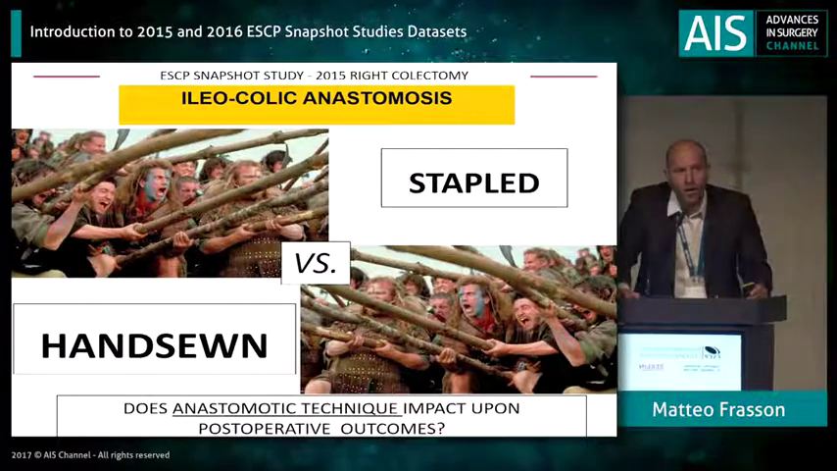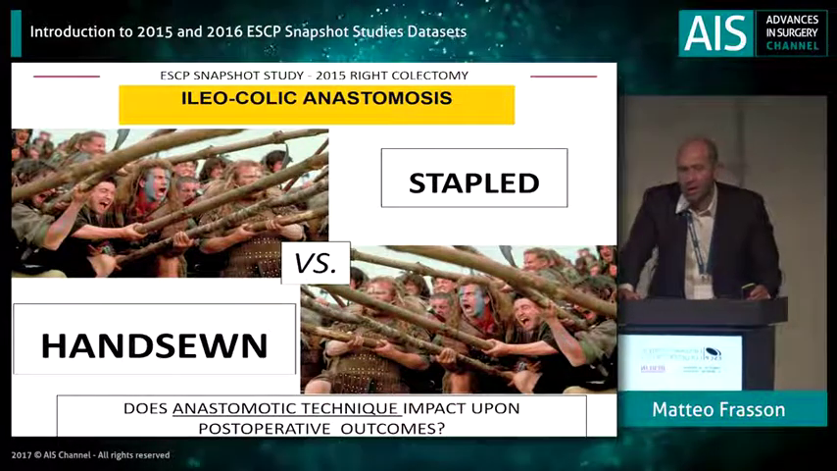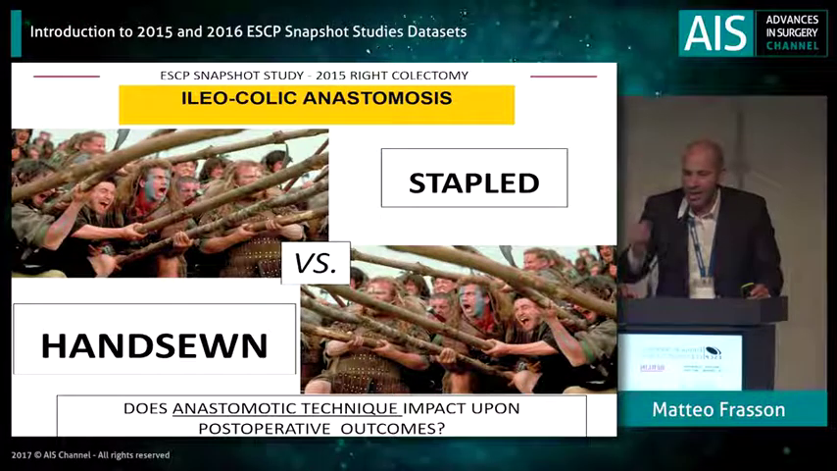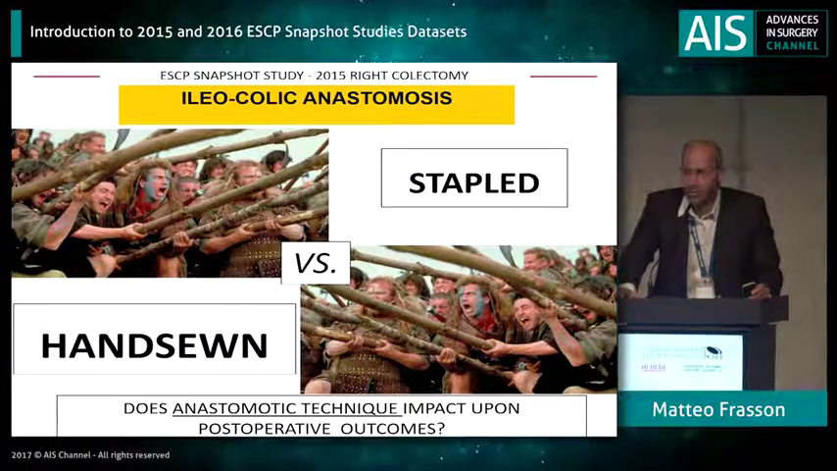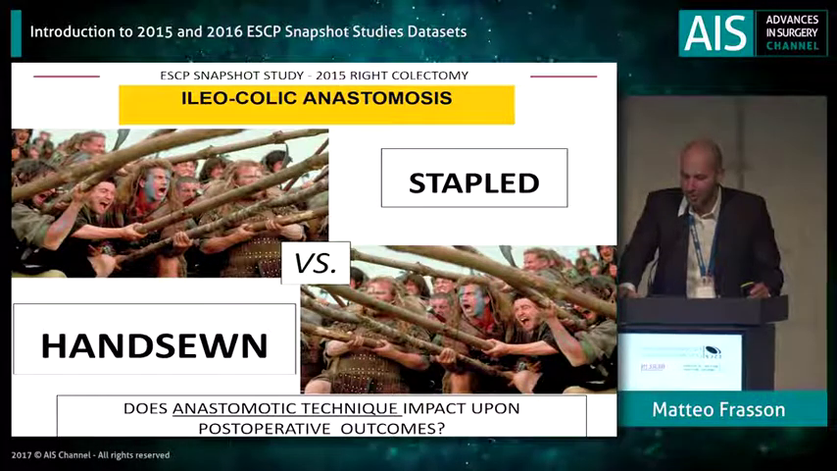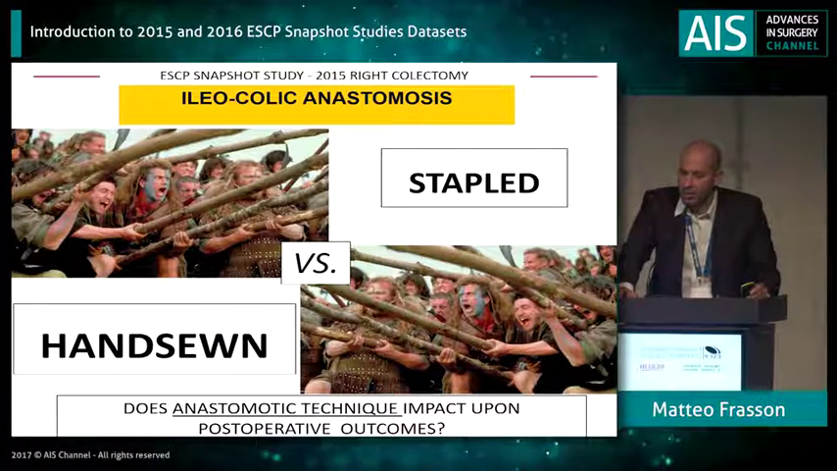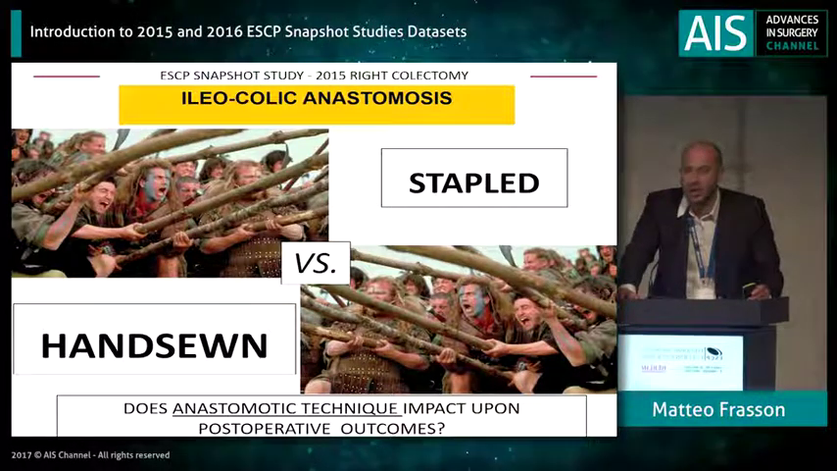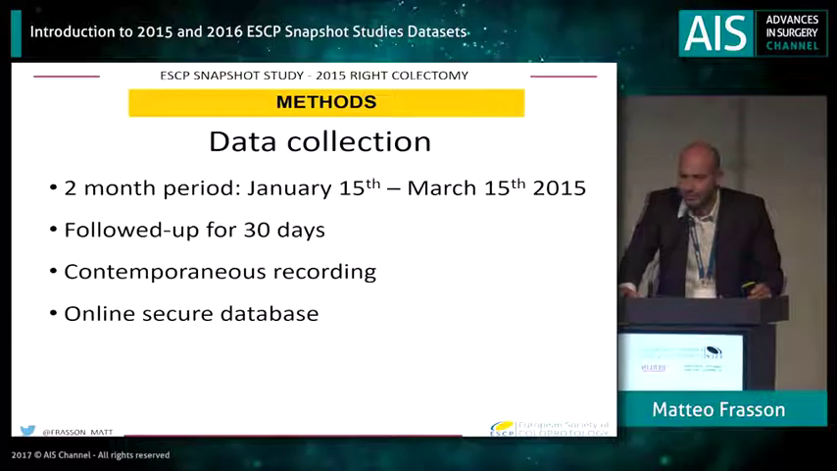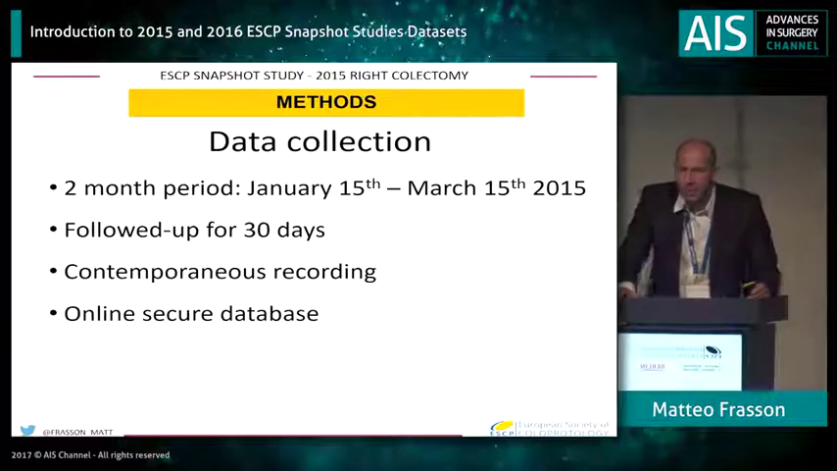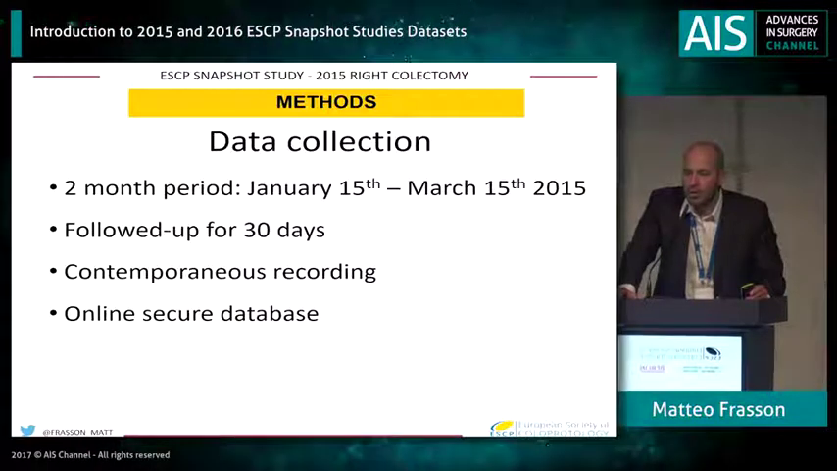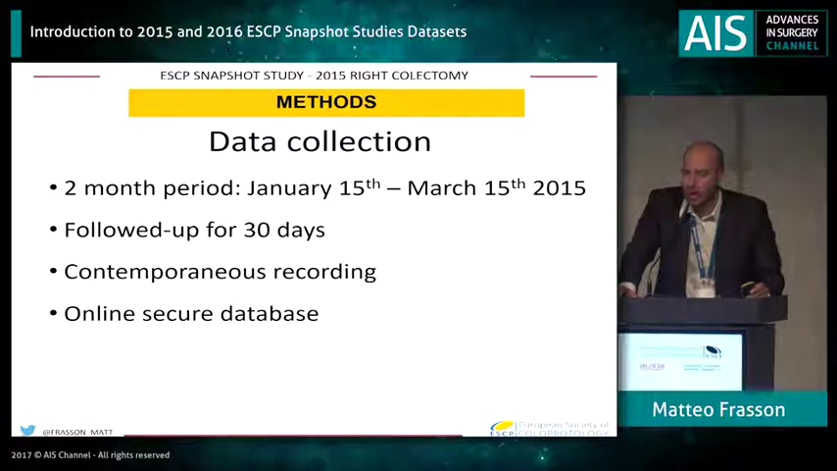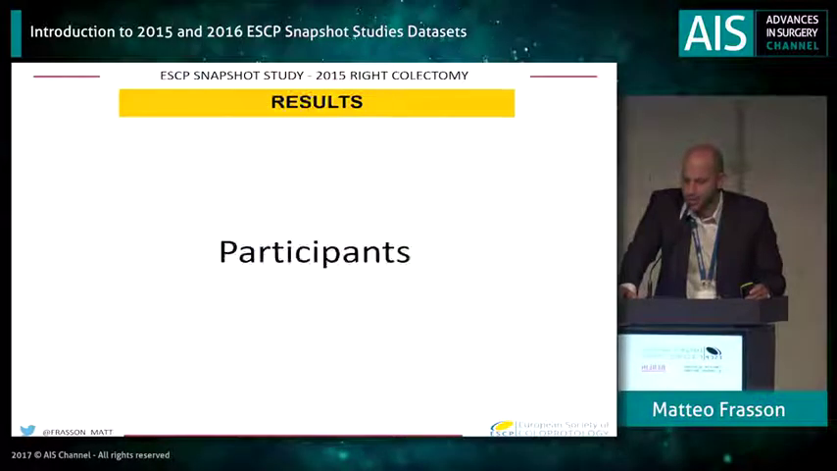So when we talk about right colectomy, the first thing we have in mind is the endless battle between stapler anastomosis and Hansen anastomosis. I imagine that in each center, in each hospital, there is this ongoing battle continuously. So the main question we did is, does anastomotic technique impact upon the postoperative outcomes and anastomotic leak rate after right colectomy? The data collection period was a 2-month period in early 2015. Follow-up was for 30 days, and we had an online secure database to record the data.